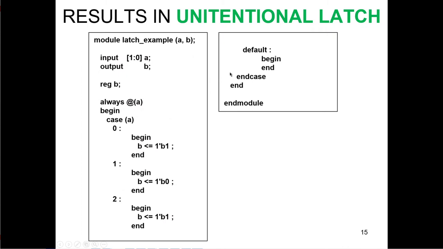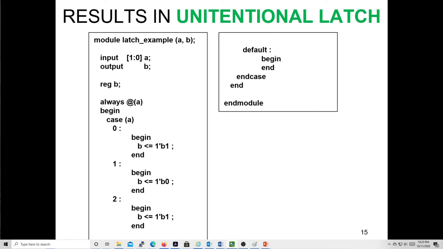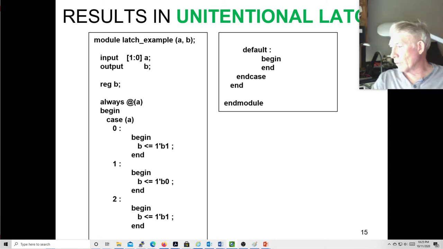Okay, so let's look at another one. This is back to the unintentional latch thing. A number of you have already run into this as an actual problem in your laboratories. What you found out is that when you create an unintentional latch, it really screws your code up. You don't want to do that. So the way you avoid it is you have a default case. You always provide for all the options.